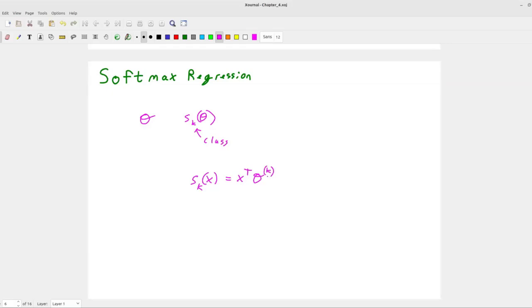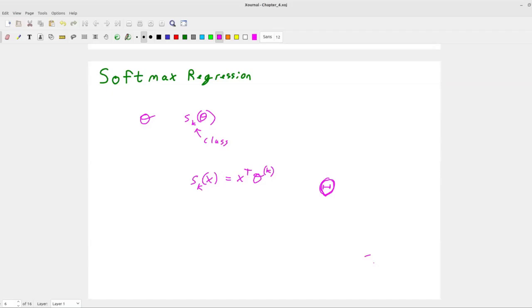Note that each class has its dedicated parameter theta k, typically stored as rows in a much larger capital theta matrix. Let's see if I can draw out a capital theta. Kind of looks like that. That is the world's worst capital theta, but you get the idea.